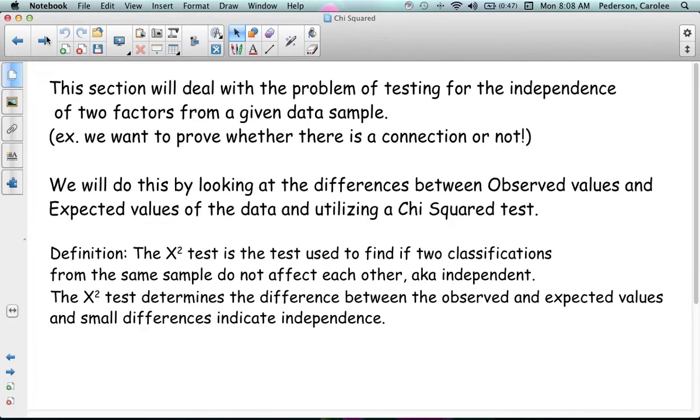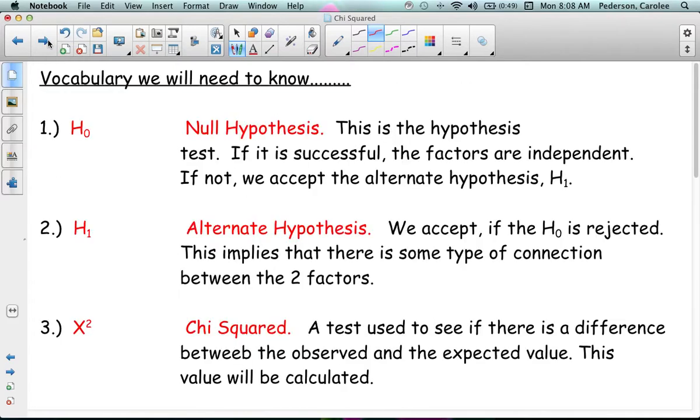What this section deals with is testing for independence. Are two variables independent or dependent of each other? And then you can read through this. What we're going to do is calculate some values with the observed, which you went out and found in your data, and we're going to calculate the expected values. So here's some vocabulary for you.